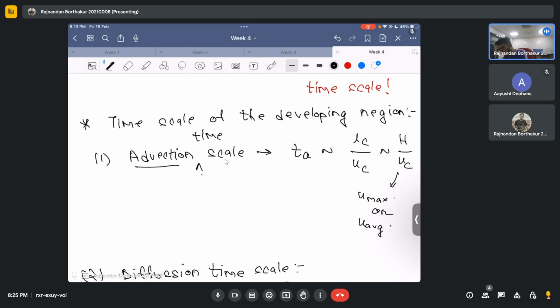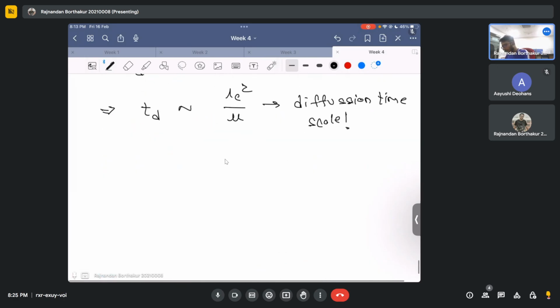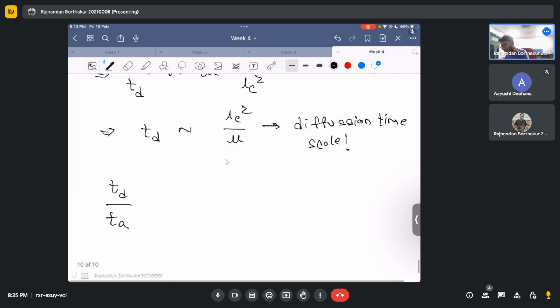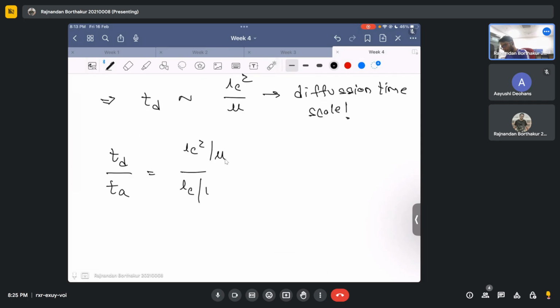Okay, how to choose the time scale now. One final thing about the scales, and that is very interesting. But just before that, can you tell me what is the ratio of T diffusion by T advection? Let's do this. T diffusion is LC squared by mu, and T advection is LC by UC. So can you tell me what this ratio is?